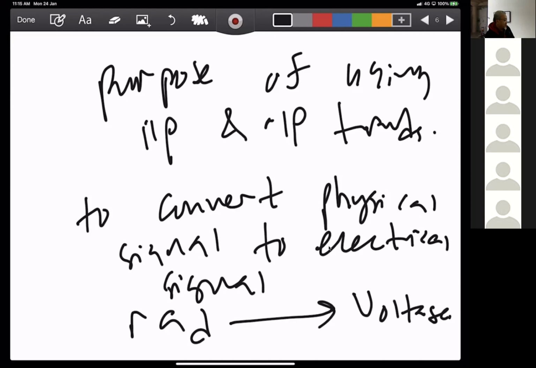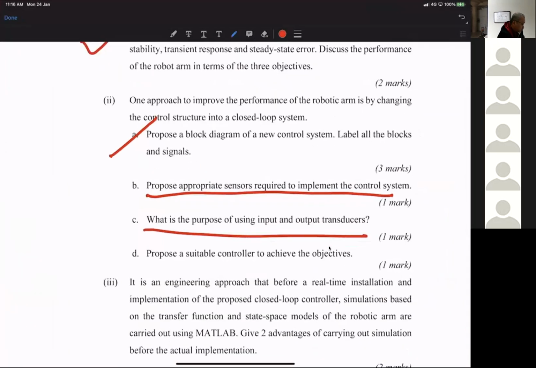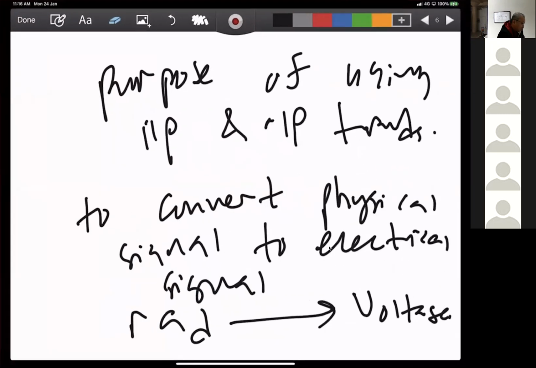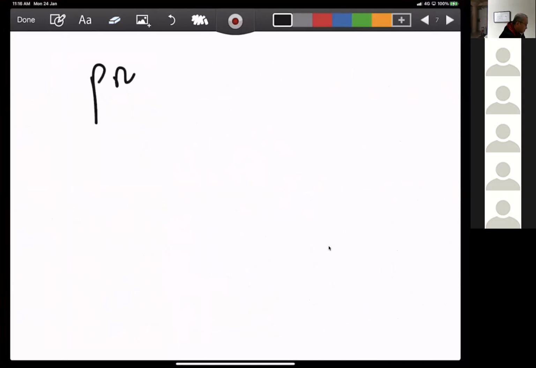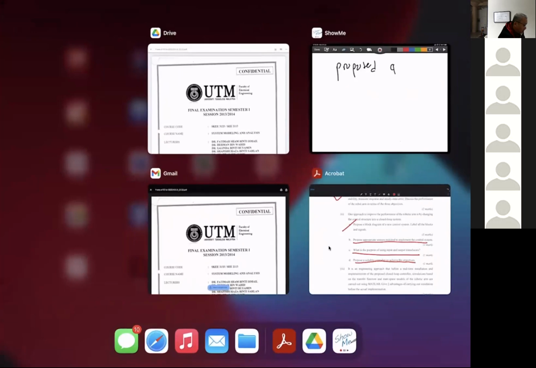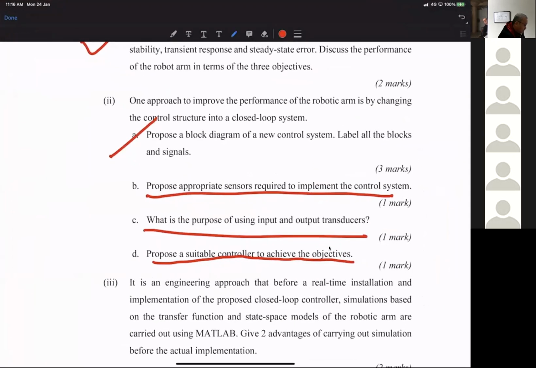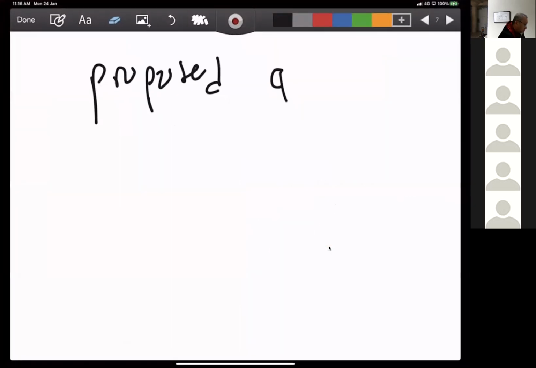Controller? Propose. Propose a suitable controller to achieve the objectives. Input and output transducer. Controller. Not that, oh, control.